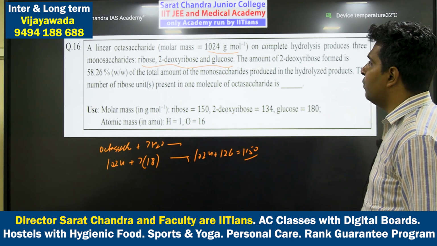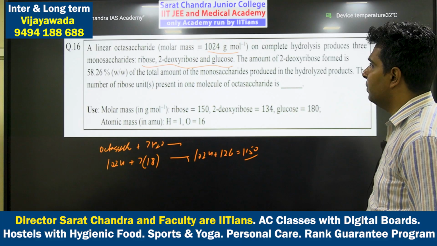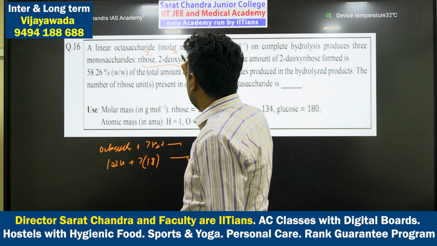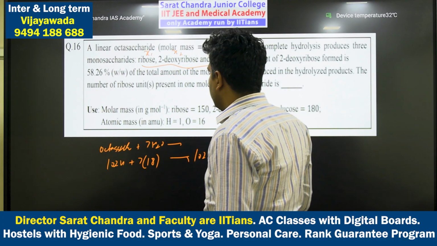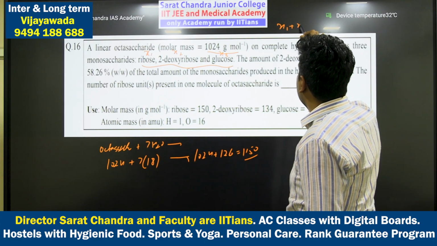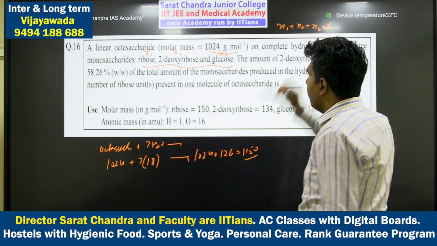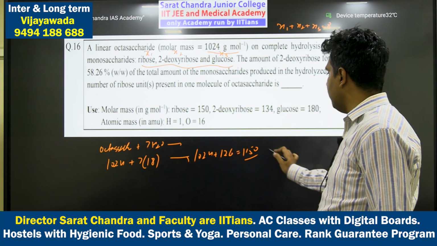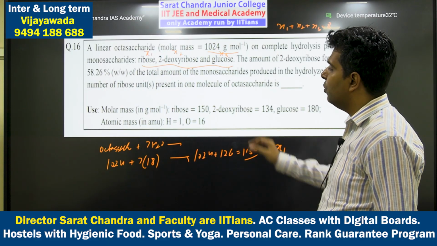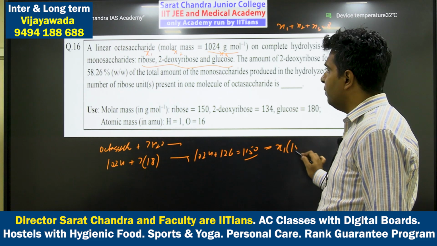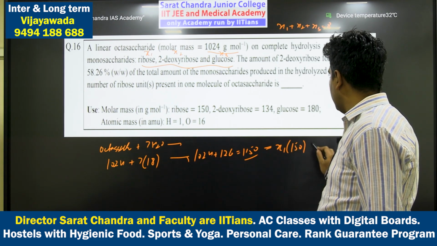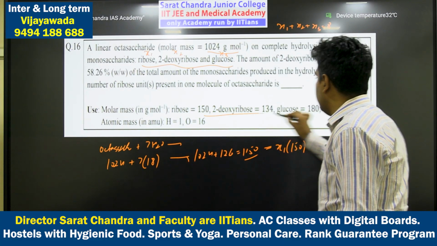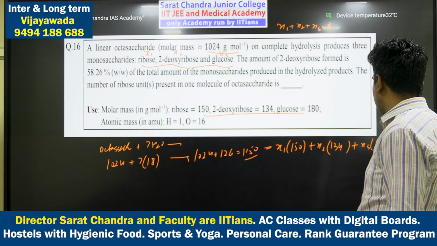Now the amount of deoxyribose formed is 58.26%. So let the molecules of ribose be X1, deoxyribose X2 and glucose X3. This is an octasaccharide, so X1 plus X2 plus X3 will be equal to 8. The total molecules of monosaccharides are 8 and the total mass is 1150. That is X1 into the mass of ribose, 150, plus X2 into deoxyribose, 134 given in the question, plus X3 into glucose, 180.